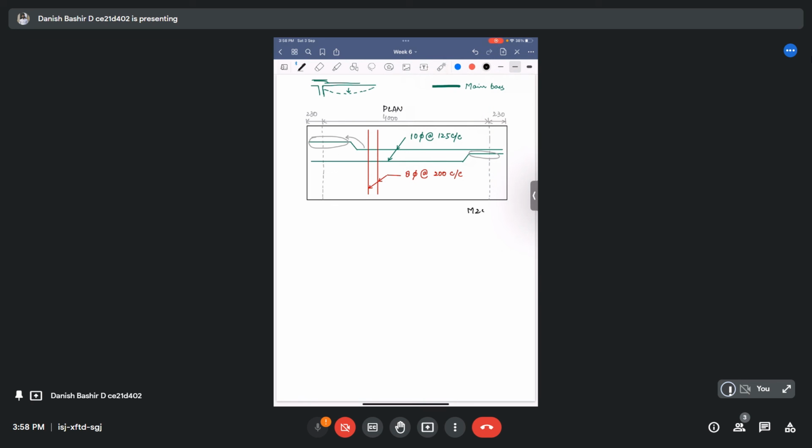We have used M25 concrete. You will write it like this, M25 concrete. We have used Fe415, and we have provided the gross thickness as D equal to 100 mm. It's the main thing we have provided.